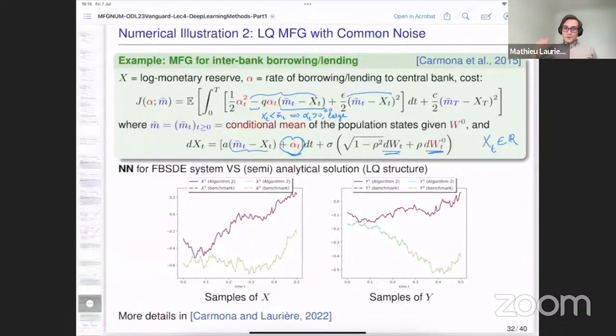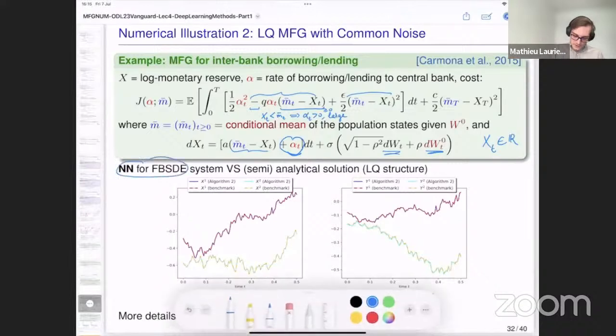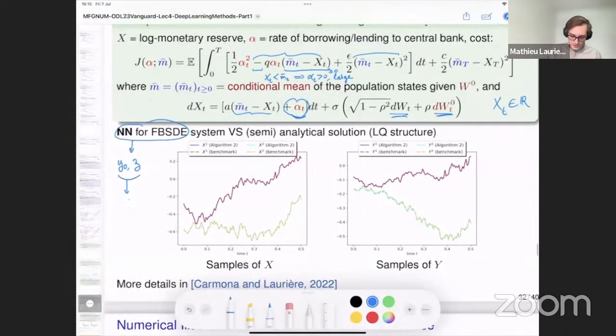So you train the neural network, and then you plug it in your dynamics. You learn Y and Z. The neural network for the FBSDE system gives you a neural network for Y0 and a neural network for Z. Based on this, you can recover a candidate alpha for the control. Then you take this candidate alpha, you plug it in your dynamics for X, and this is what you see.